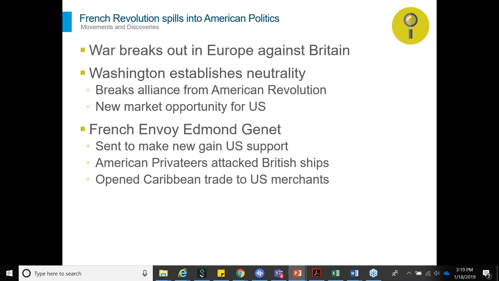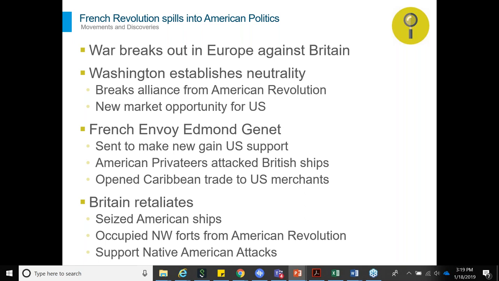Well, obviously, the British are not fans of these privateers, so they begin retaliating, being the most powerful navy in the world. They start seizing American ships, and still having territory in North America, particularly in Canada, they decide to take advantage of their power and go back into the forts in the plains and in the Northwest that originally were given back to the new American government. The British also go to their Native American allies and give them resources to attack American settlers as they're moving west into Native American territory.